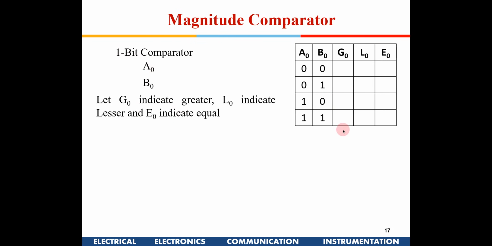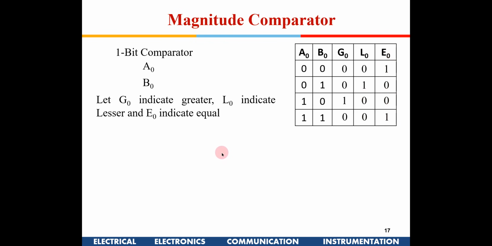If I make the truth table for this, for greater than, this is the only condition where A is greater than B. For less than, this is the condition. And for equal, this is the condition, where 0, 0 and 1, 1.